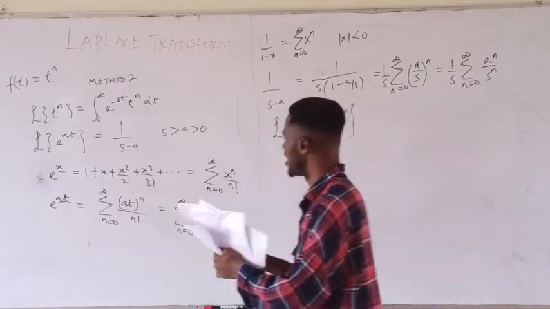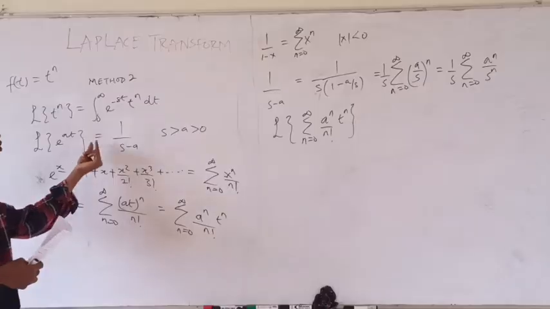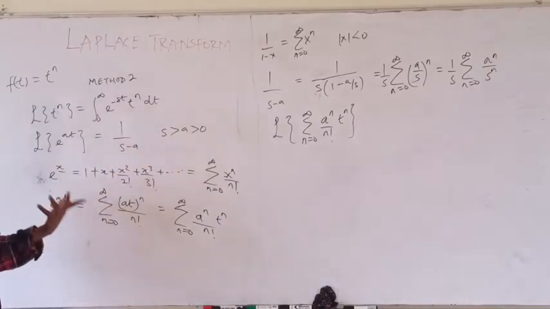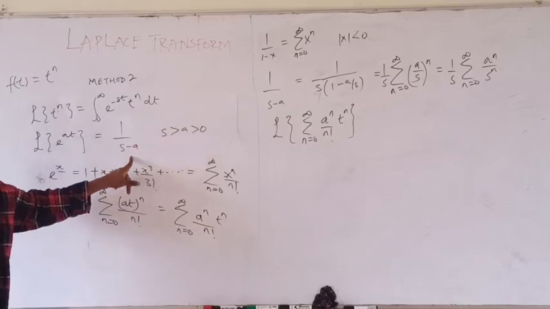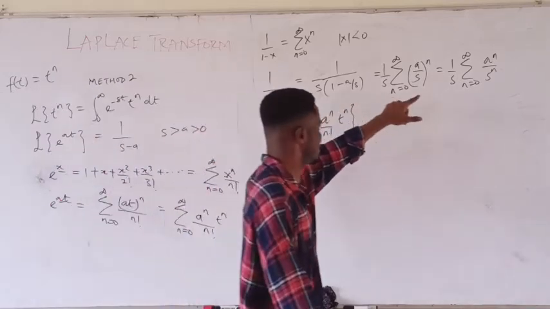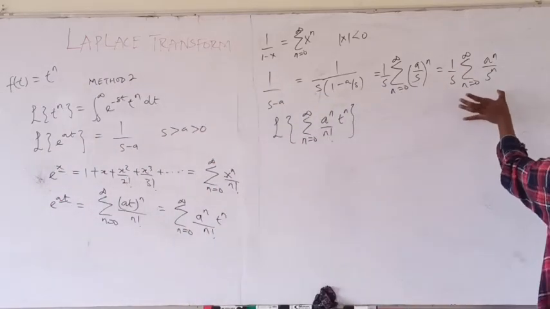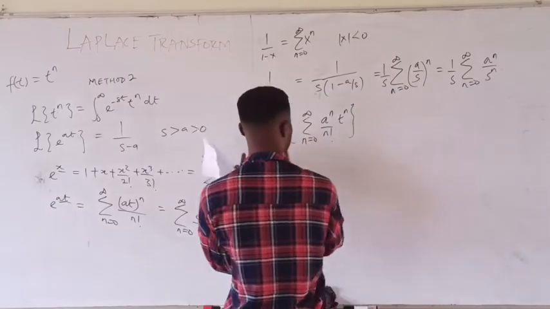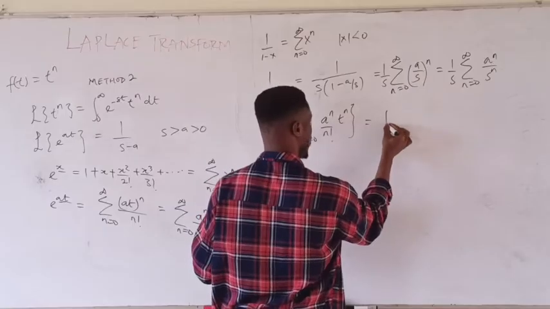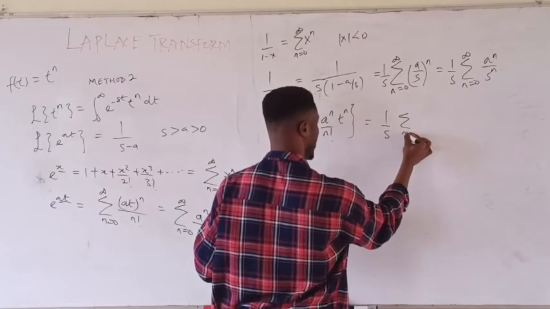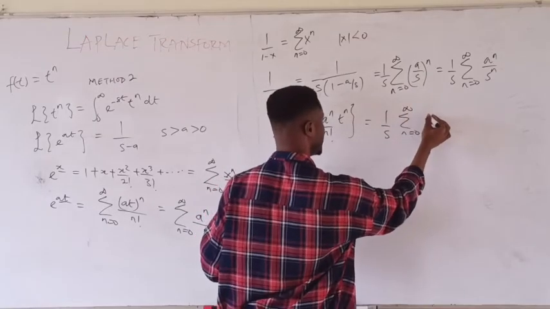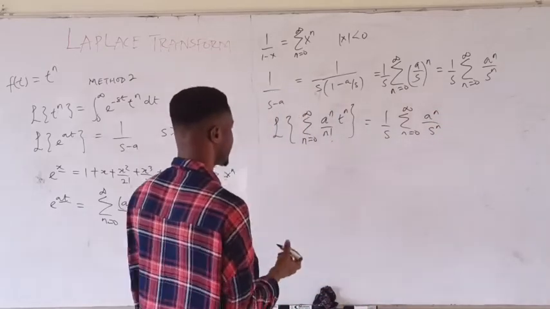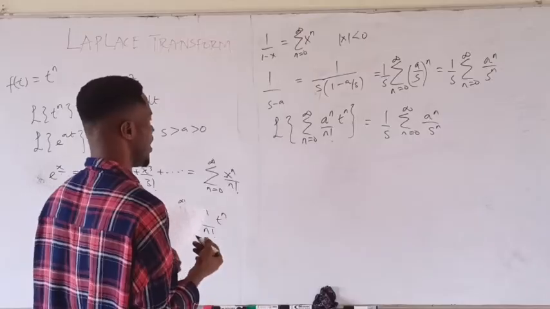Right? Then we know that this Laplace is actually equal to 1 over s minus a, right? That is to say, 1 over s minus a was rewritten as 1 over s multiplied by this sum. Hence, this Laplace is equal to 1 over s, summation from n equals 0 to infinity, a raised to the power of n divided by s raised to the power of n. Alright, so this is what we have.